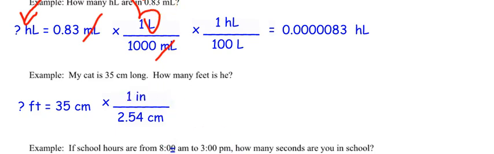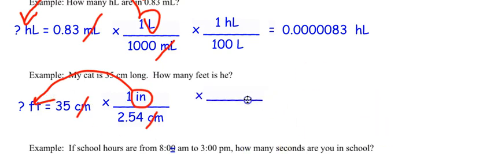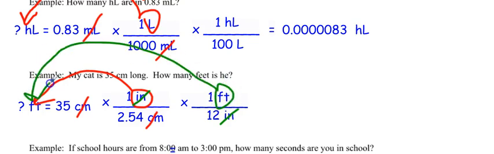Now what? Well, let's do some crossing out. Centimeters and centimeters. I have inch here. Oh no, that's not what I want. I need to keep going, don't I? So what's going to go on the bottom, everyone? Inches. What goes on top? Feet. 1 foot equals 12 inches. So let's try this again. Inches, inches, that's good. The only thing left on top is feet. Hey, that is what I want.